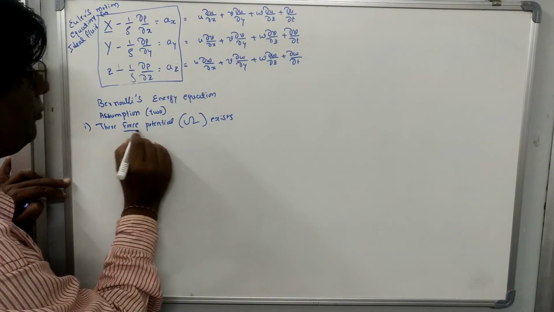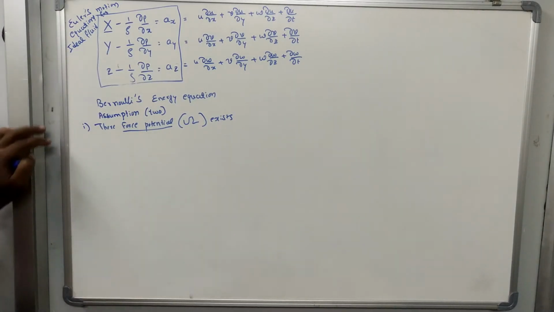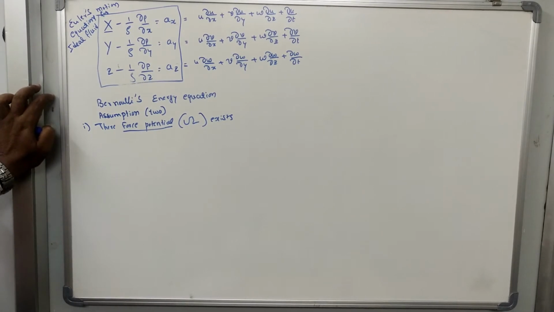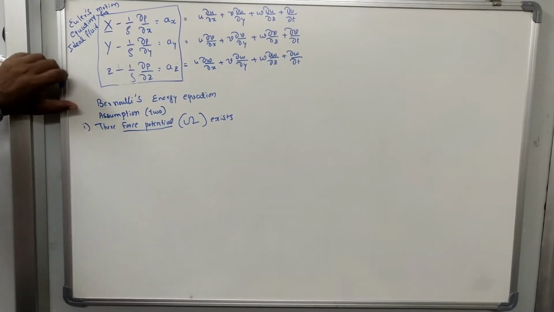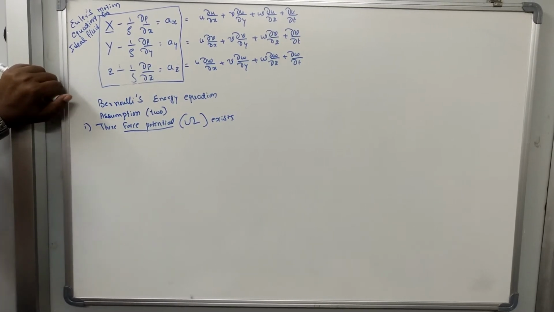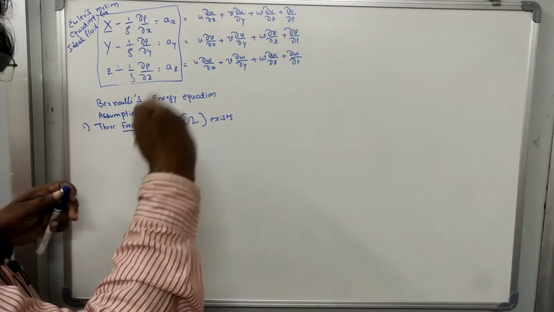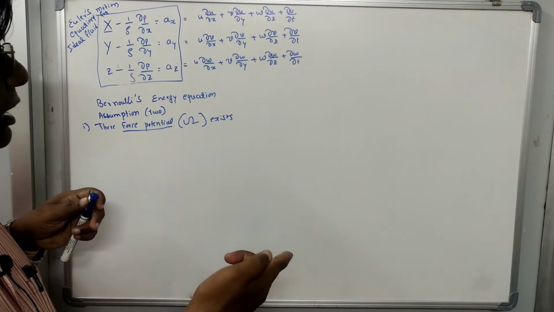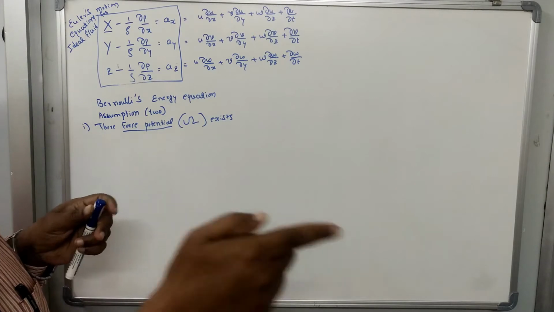Then how to define this force potential term? The force potential is defined as its negative derivative with respect to any direction, which gives you the body force per unit mass in that direction.